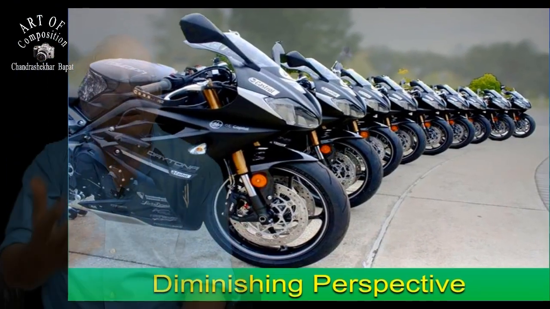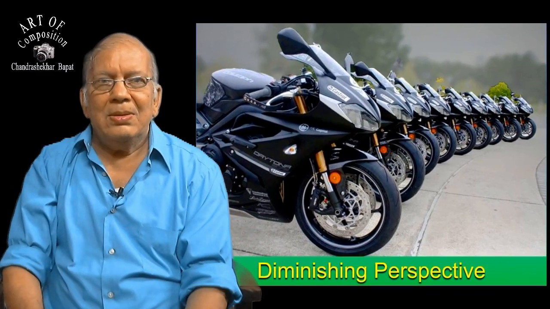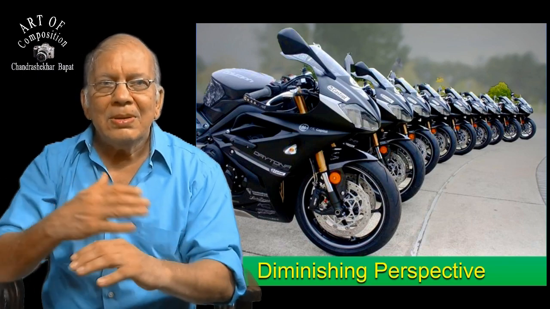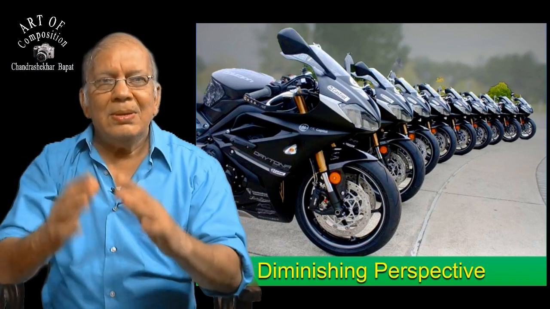When I went to buy a two-wheeler, I passed by a shop where they were parked. The two-wheeler near me appeared larger, while the two-wheelers further away gradually became smaller in size. This is something we commonly experience, and it creates a sense of depth, giving the impression of three dimensions. This effect is a result of diminishing perspective, where objects appear smaller as they recede into the distance, enhancing the perception of depth in the scene.